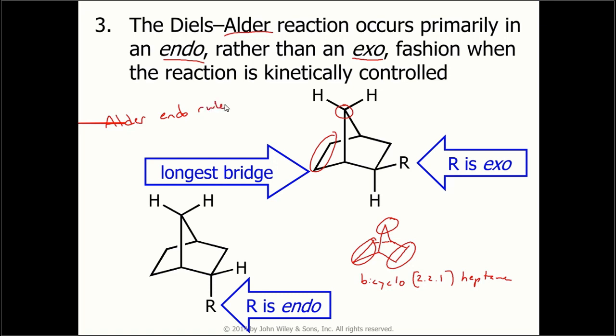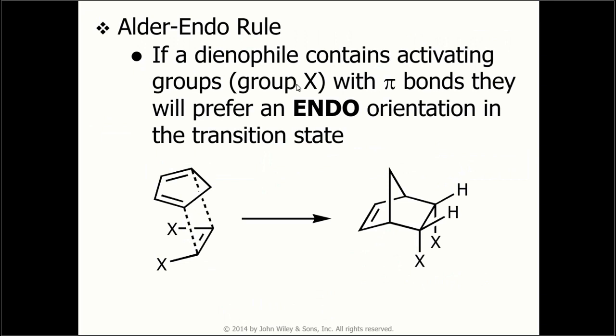So, long story short, when you hear Diels Alder, think diene, dienophile. If you have to pick, it's going to be the endo product, not the exo product. And then it turns out to be kinetically controlled. So if a dienophile contains activating groups with pi bonds, they prefer the endo orientation in the transition state. This is what we mean by kinetically controlled. Factors that affect the transition state affect kinetics, affect reaction rate.